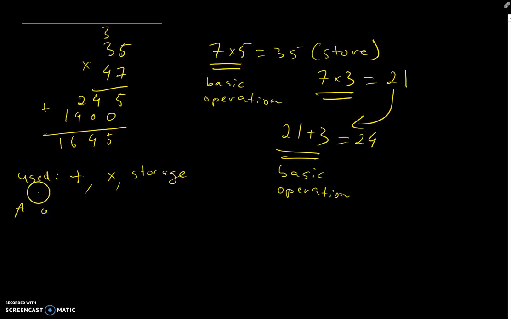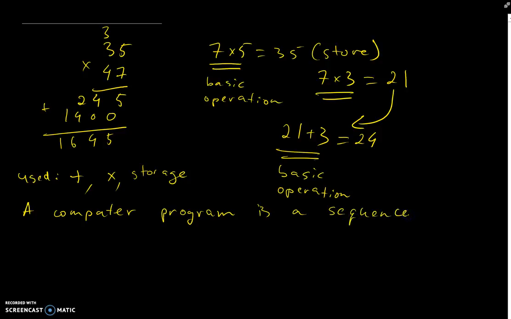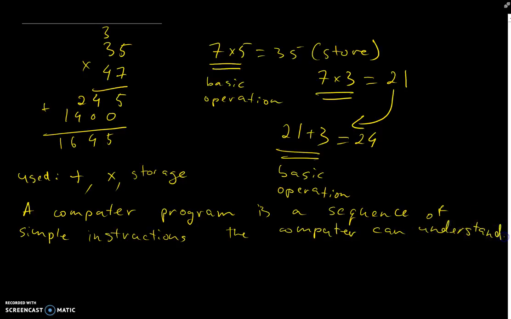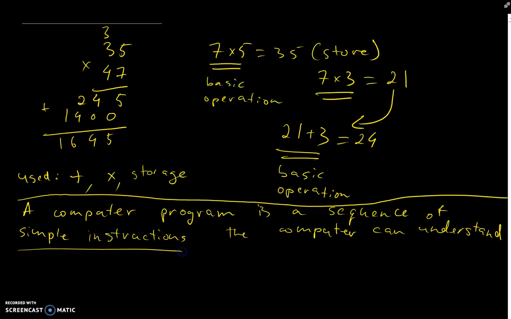A computer program is a sequence of simple instructions the computer can understand. And as a programmer, the goal that you have as a computer programmer is to take these simple instructions that the computer can understand and use them to make more complex operations.